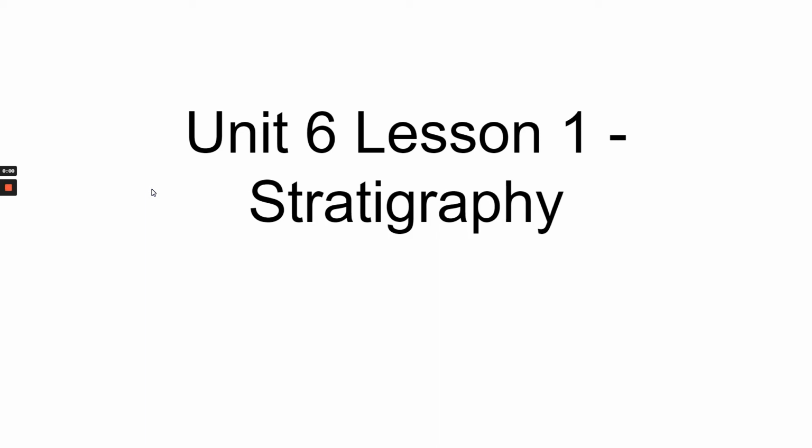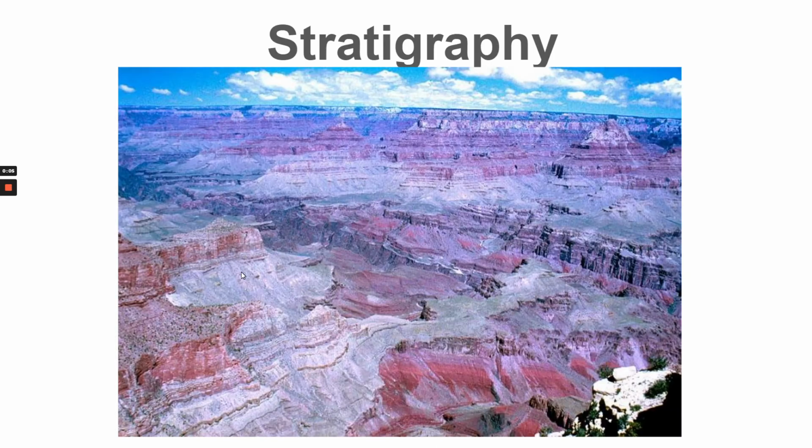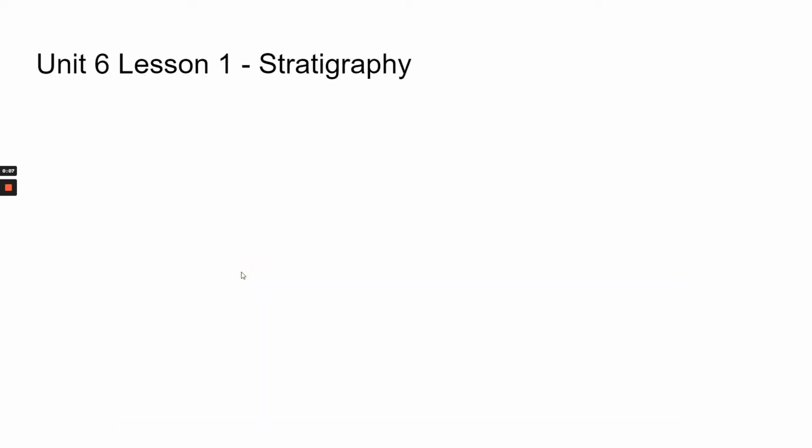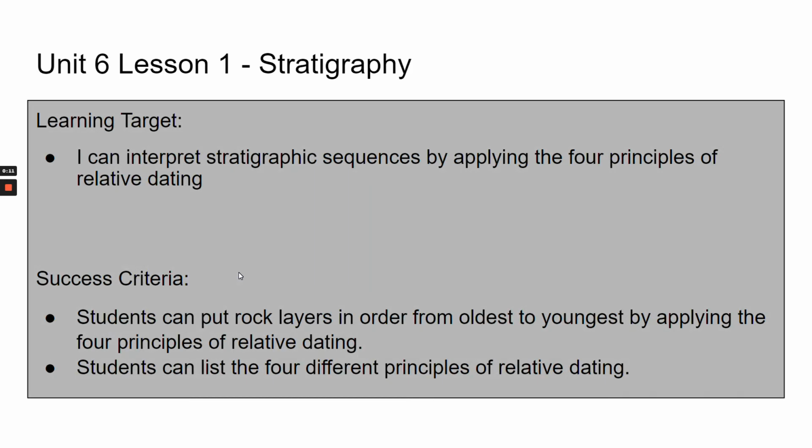This is Unit 6, Lesson 1, Stratigraphy. For this lesson, our learning target is: I can interpret stratigraphic sequences by applying the 4 principles of relative dating. Our success criteria: students can put rock layers in order from oldest to youngest by applying the 4 principles of relative dating, and students can list the 4 principles of relative dating.